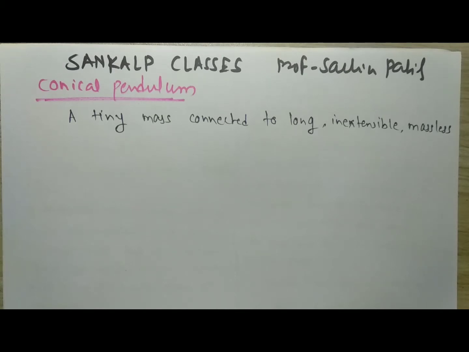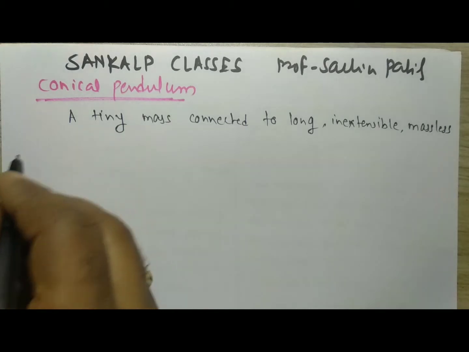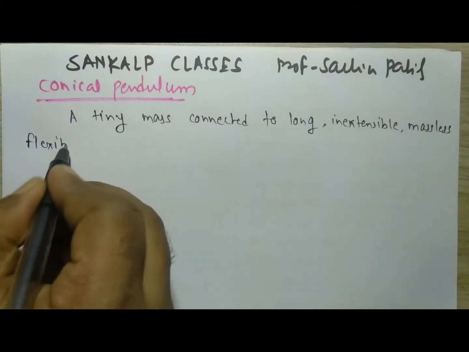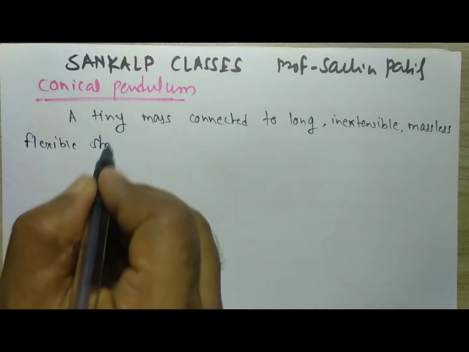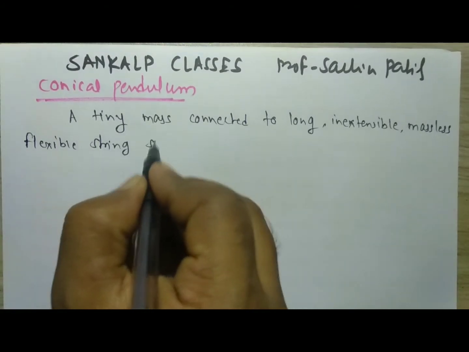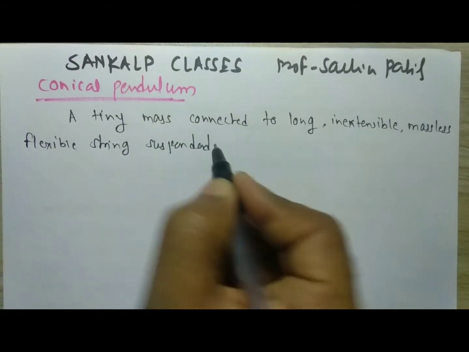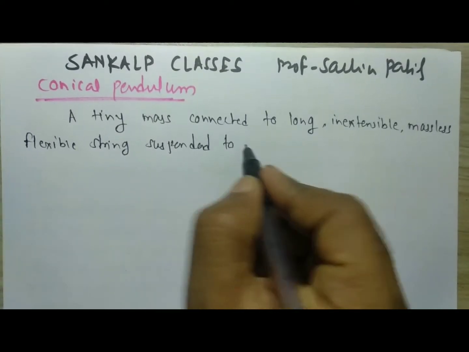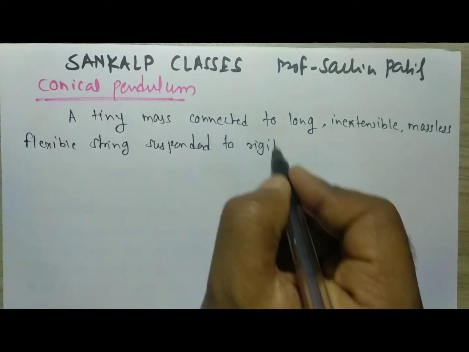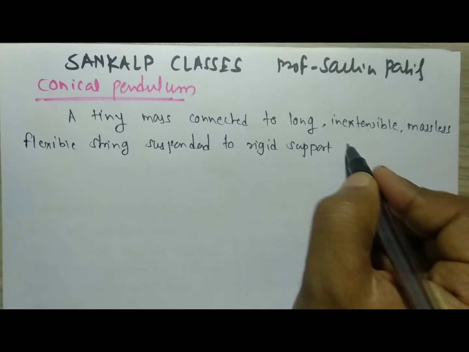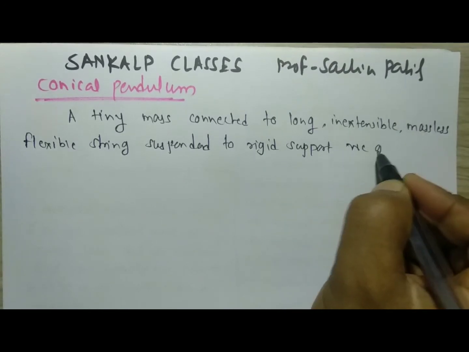But here we have to think of an ideal pendulum, and therefore it is a massless and flexible string suspended from a rigid support. At that time we get the pendulum.